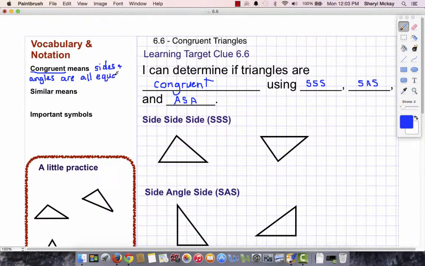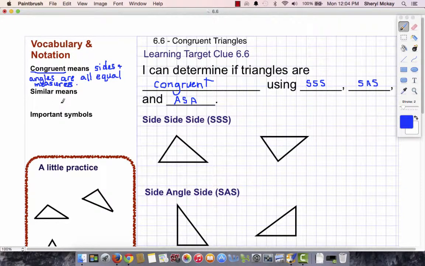So that means an angle on one triangle is the exact same measurement as an angle on the other triangle, and the other two are the exact same measurements as their corresponding ones. And we use a word called corresponding, which just means we can match them up, okay? Are all equal measures. So congruent means that the sides and the angles are all equal measures, okay?